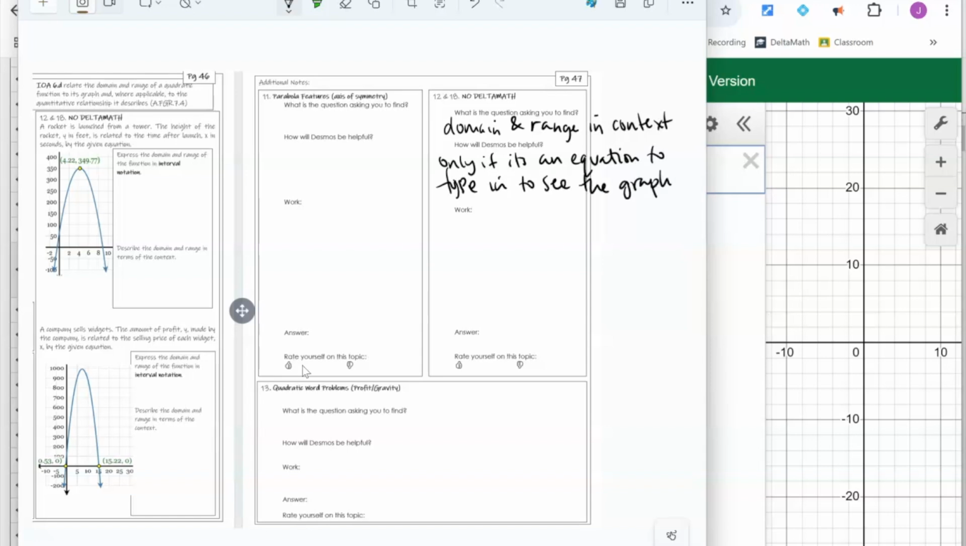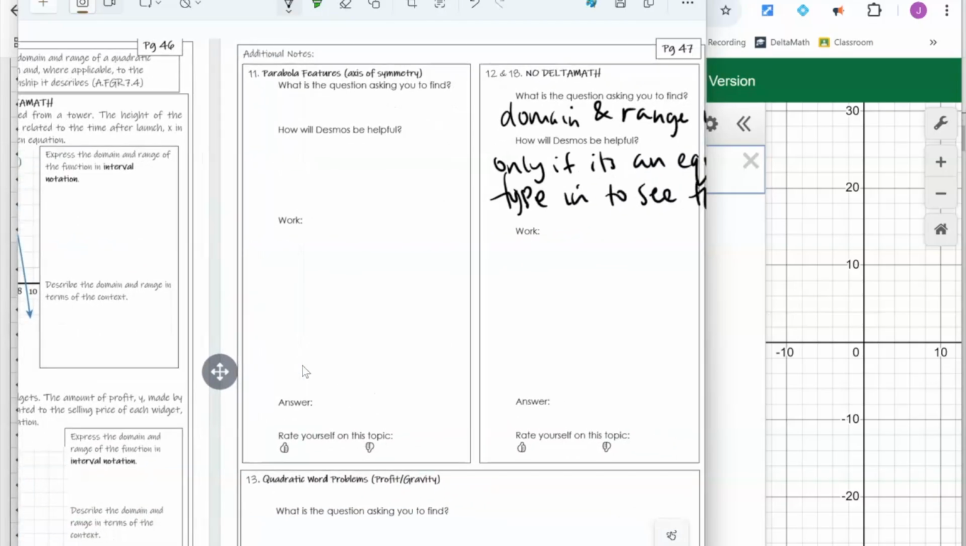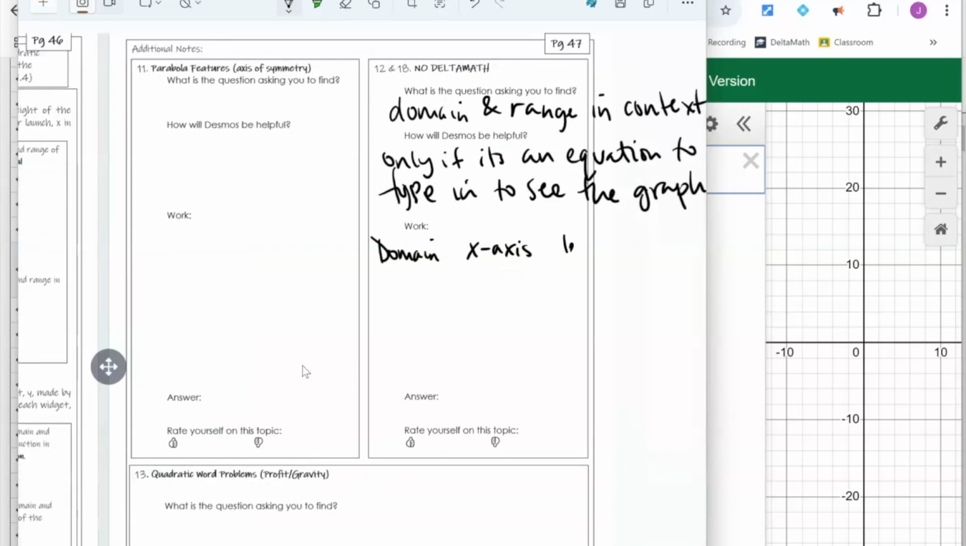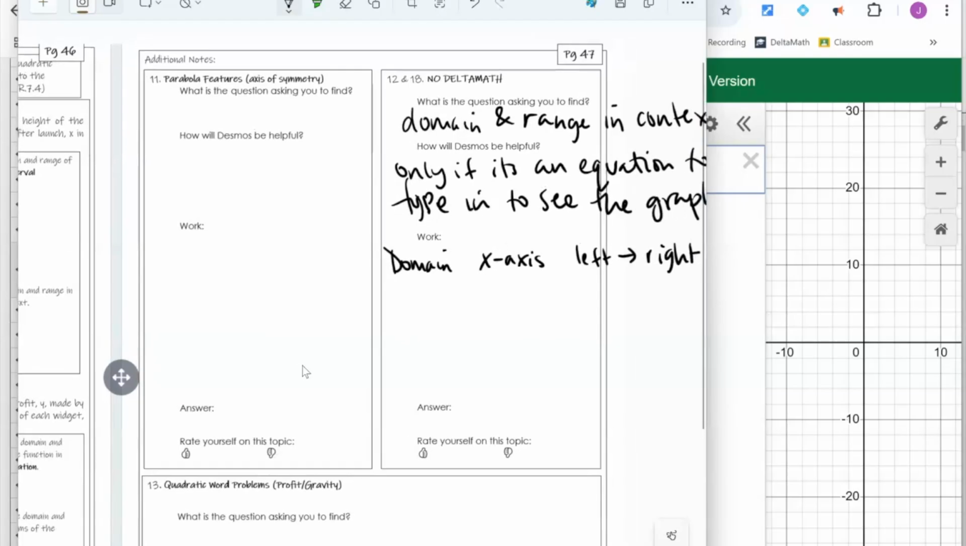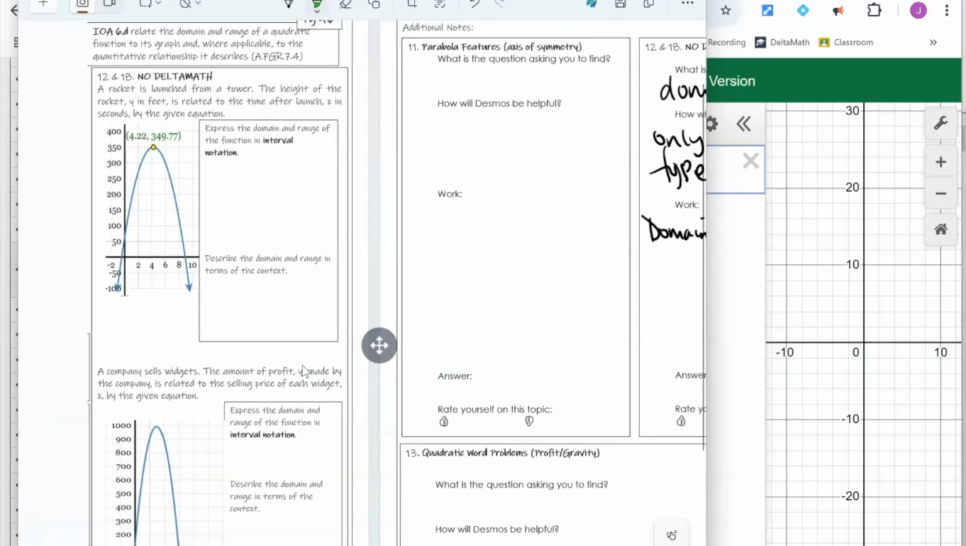All right, so here's my work. So let's talk about it. Okay, so domain is which axis? It's the x-axis, and then from where to where? Left to right, right? So we're going to focus on that for just a second. So domain is the x-axis, left to right. So I shouldn't be looking at any other axis except the x-axis for left and right.